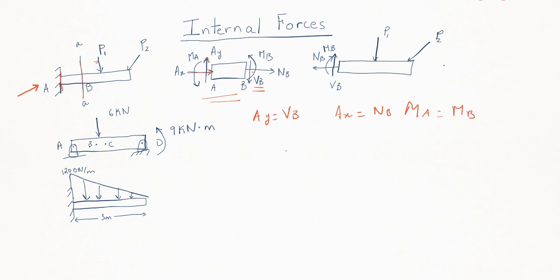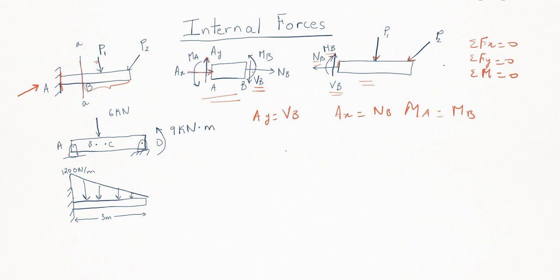Now it's the same thing if we just do, I guess, from going from B till the end. This is over here. So we have the same internal forces VB, NB, and the moment MB. And we have here P1, P2, so we can do the same thing. Sum of Fx equals 0, sum of Fy equals 0, and sum of the moment equals 0.